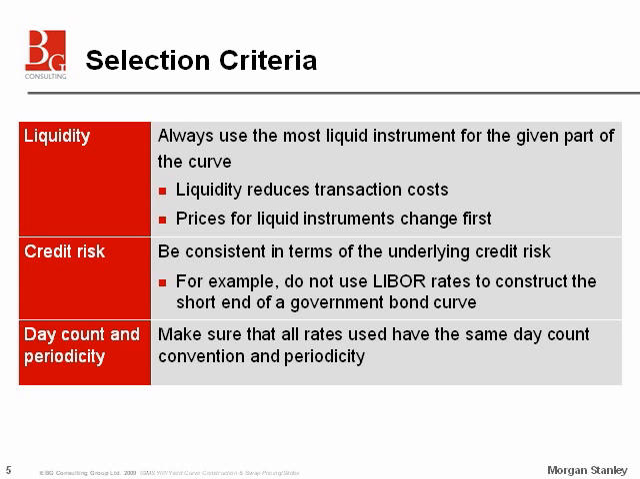Last but not least, we have to ensure that the rates we use are consistent in terms of day count convention and periodicity. However, this is more of a technical issue, as we can easily transform an interest rate quoted on an actual basis with a semi-annual payment into an interest rate on an actual 360 basis with annual coupon payments and vice versa.